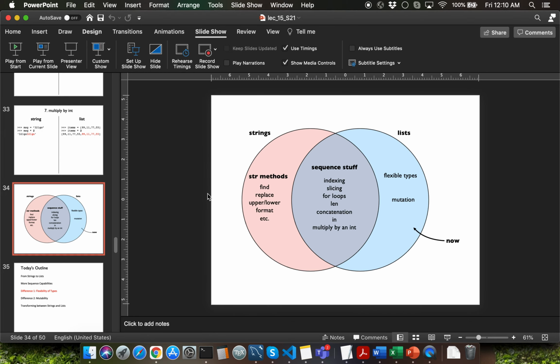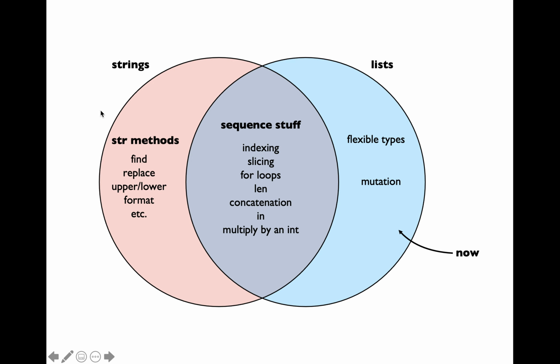Hello everyone. In the previous video, we covered a lot of similarities between string sequences and list sequences. That would be these 7 operations which you can perform on any type of sequence. Let's talk about the differences.